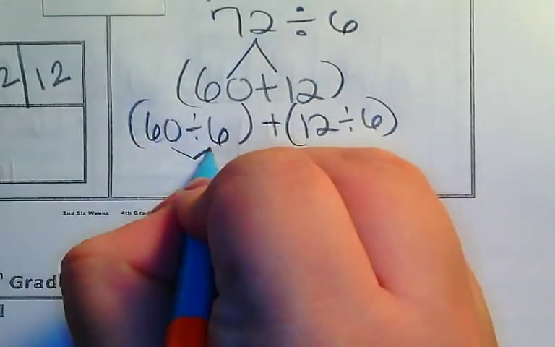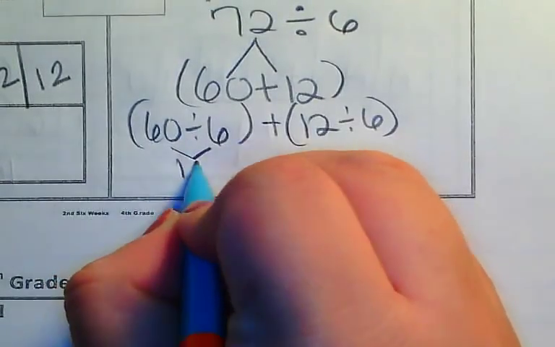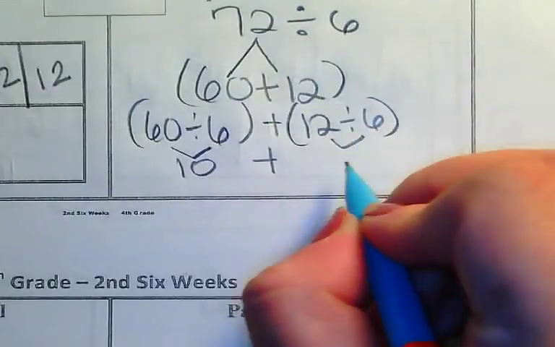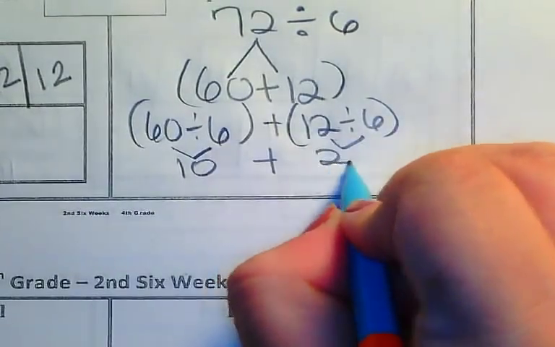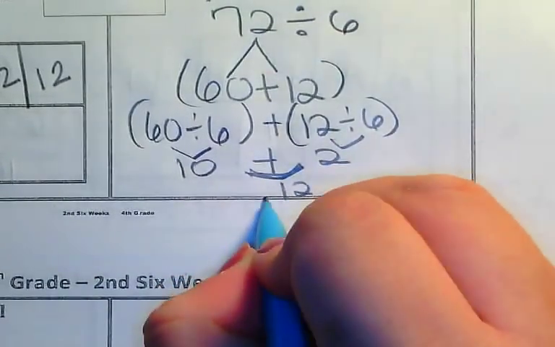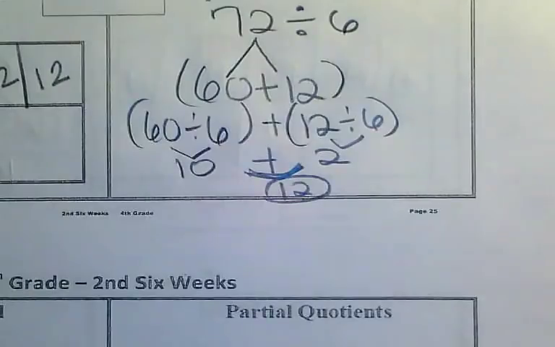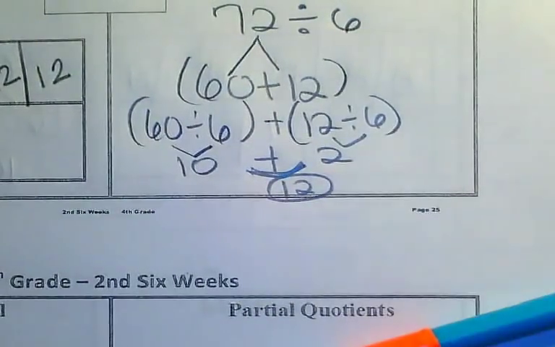Very good. What do I get there from 60 divided by 6? Plus. Equals? 12. Very good. Any problems there? Any questions that you may have?